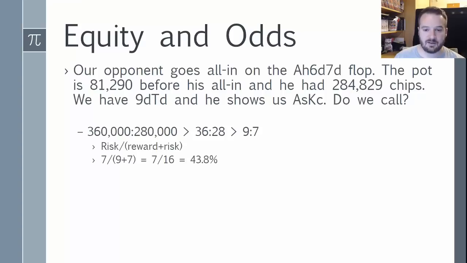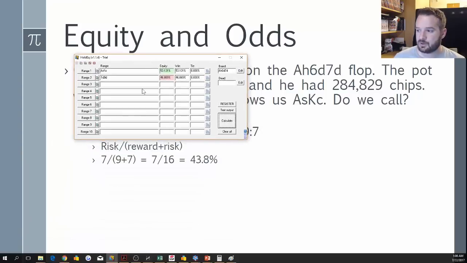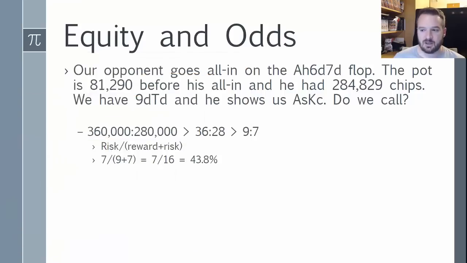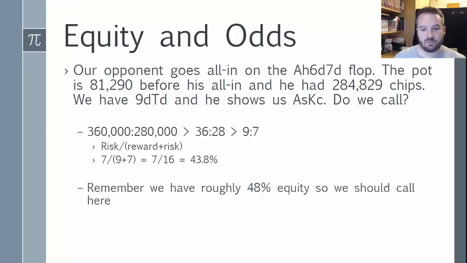We again convert it to a fraction and then to a percent. Risk divided by reward plus risk. Very common theme, something hopefully that's drilled in your head by now. And we can see that we need 43.8% equity to make the call. And as we showed before, we have this 47-ish% equity if we're doing the rule of 4 and 2. We remember that we have roughly 48% equity, so we should call here.